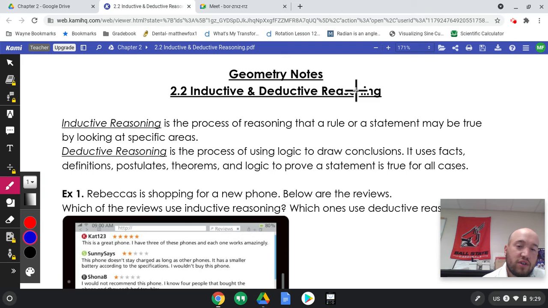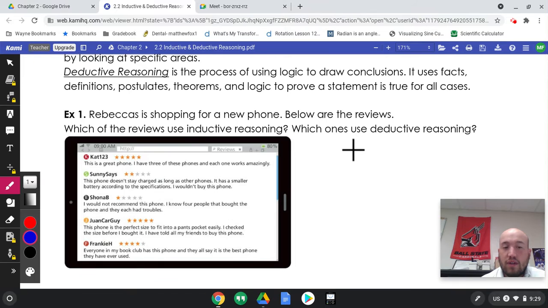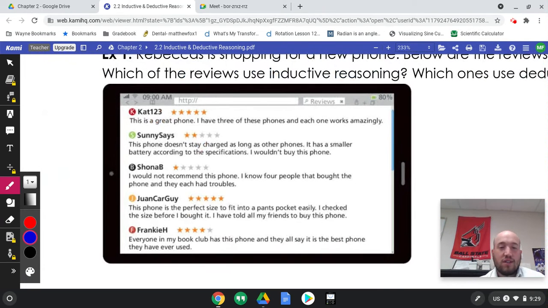we've seen. Okay, where deductive reasoning, this is the process of using logic to draw conclusions. Okay, we use facts, definitions, postulates, theorems to prove that a statement is true for all cases. So, if we look down here, if Rebecca's shopping for a new phone, she sees some reviews. We want to know which of these could be inductive reasoning, which is deductive.